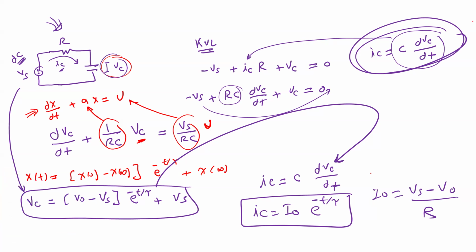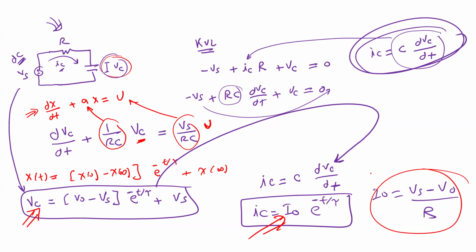But what's important is that you need to know how to use them. So in exams, I will give you this equation, and also I will give you this equation. So this is the voltage across the capacitor, and this is the current here. And I naught is Vs minus V naught, where V naught is the initial voltage across the capacitor, divided by R.